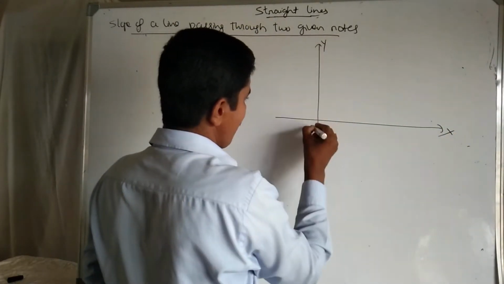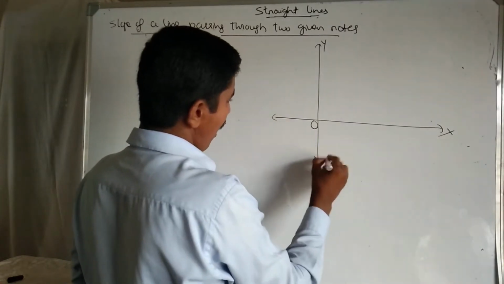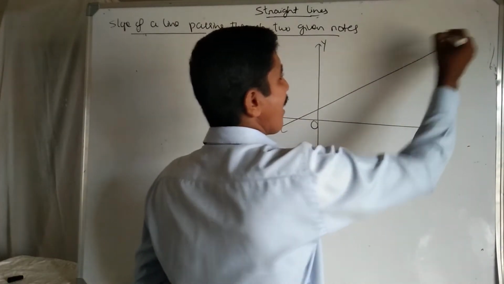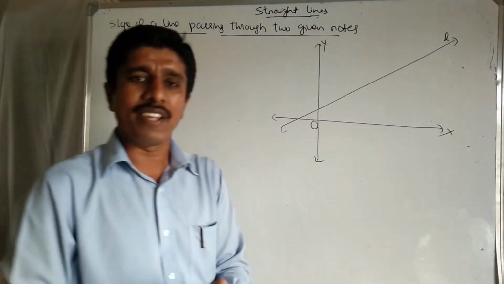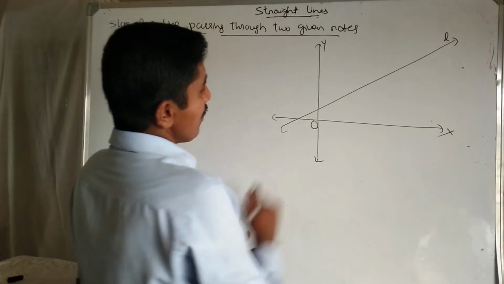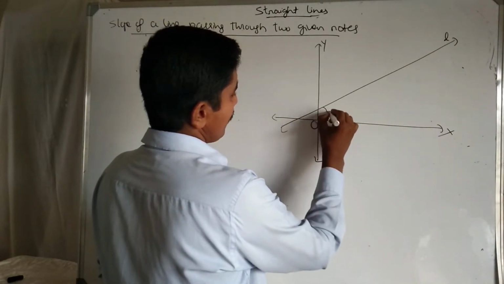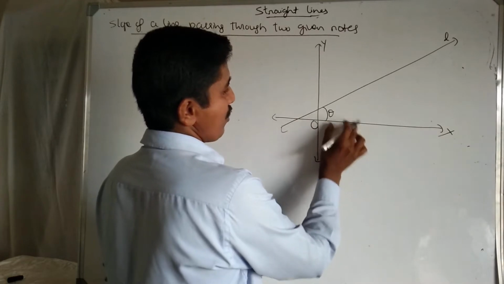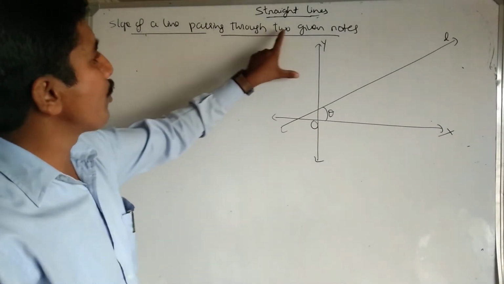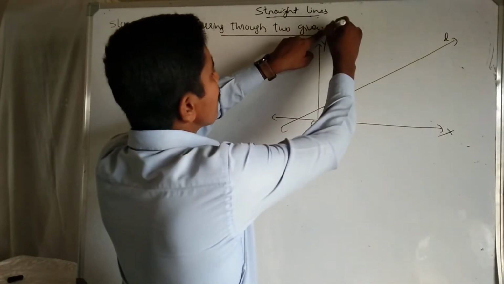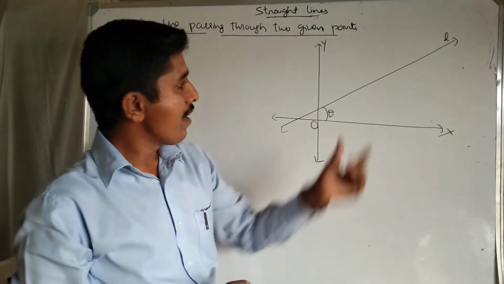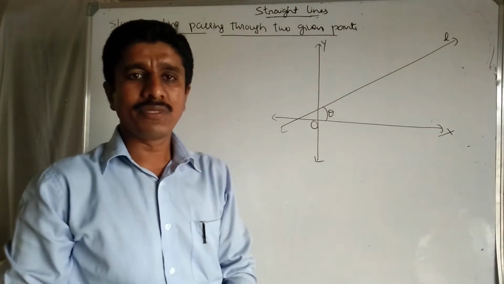X-axis, y-axis, O is the origin. I am taking a non-vertical line. Why do you have to take a non-vertical line? Because slope of a vertical line is not defined. Therefore, we have to take a non-vertical line. Here let us take this angle theta. Theta is the positive angle along the positive direction of x-axis. Here slope of the line passing through two given points. Take 2 points on the line.